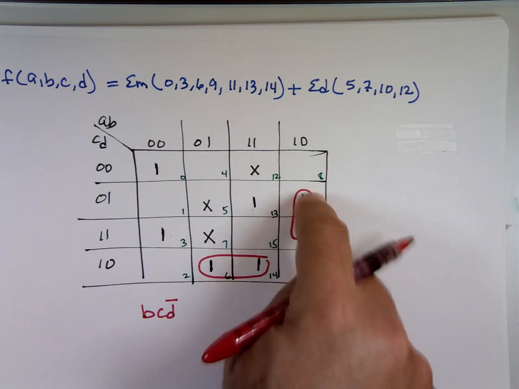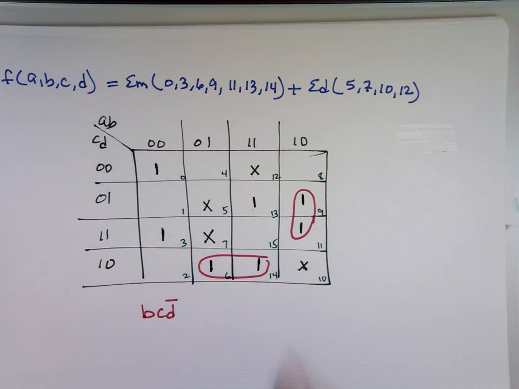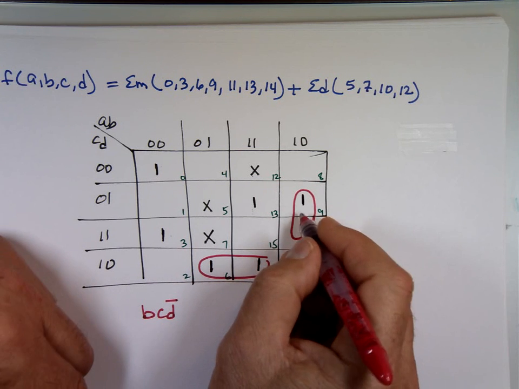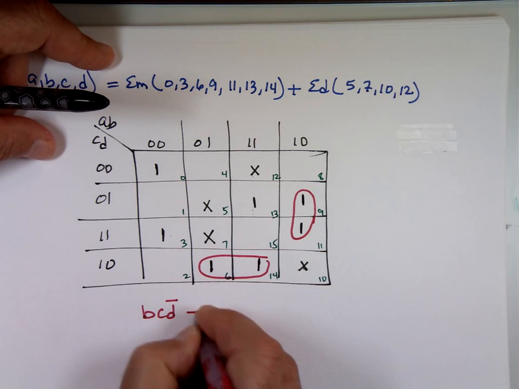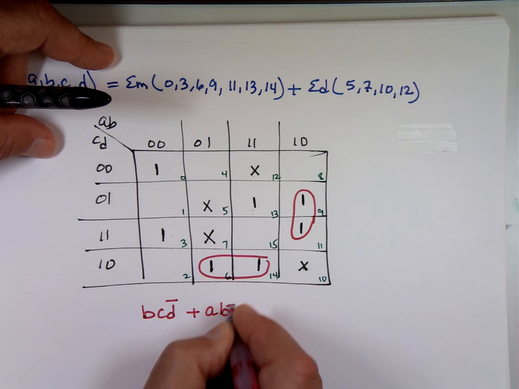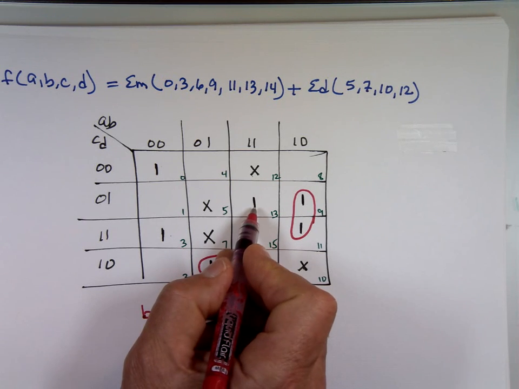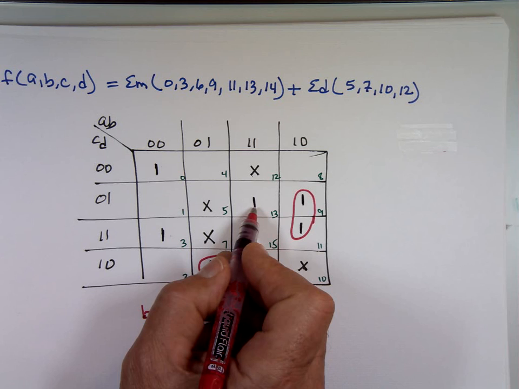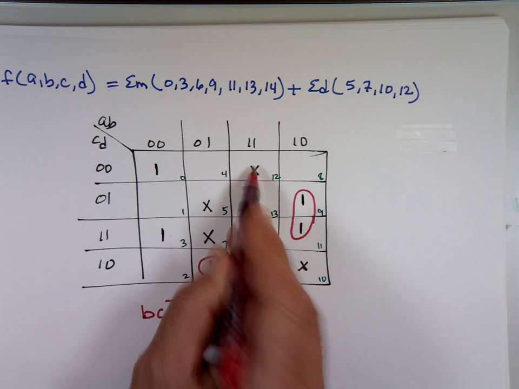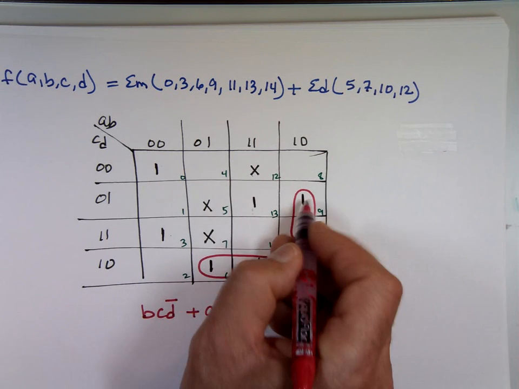So I'm going to grab these 2 ones here. A, B, not. That'll be what? A, B naught, D, right? Okay. I got to group all the ones. I can't leave any of the ones. So there's a 1. I have an option. I can make that x a 1, take them together, or I can take it with this one.